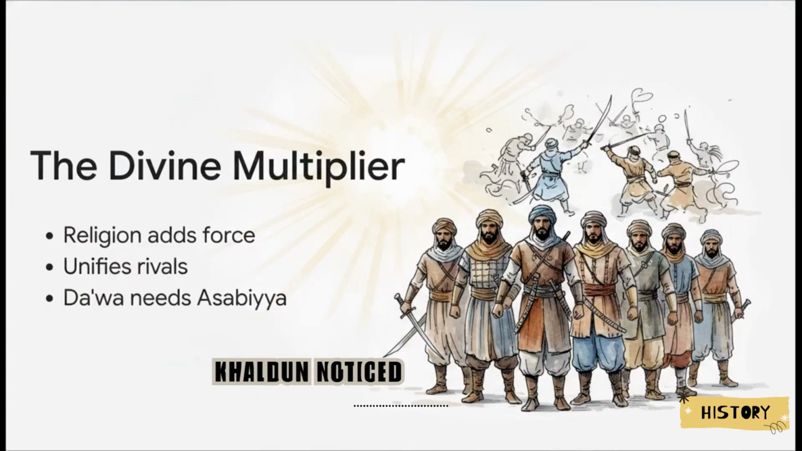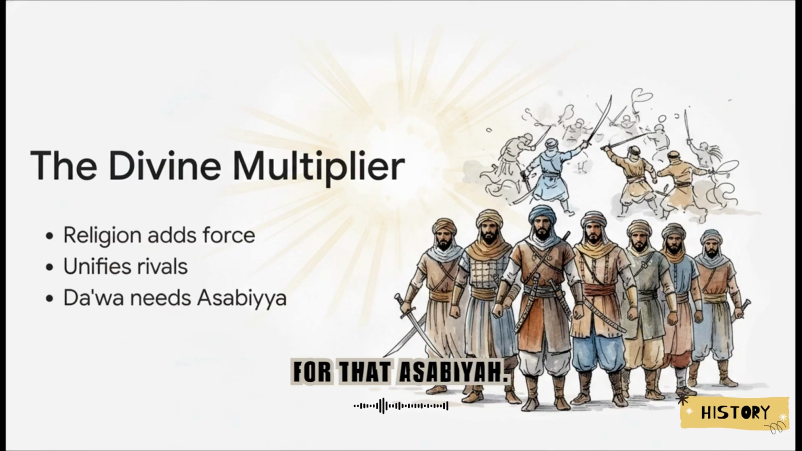But Ibn Khaldun noticed something else too. When you add religion to the mix, you get what we can kind of call the divine multiplier. A shared religious call, or a dawah, acts as a massive force multiplier for that asabiyya. It completely wipes away petty internal tribal rivalries, jealousy, competition, and it replaces them with a unified divine mission. The group becomes practically unstoppable.